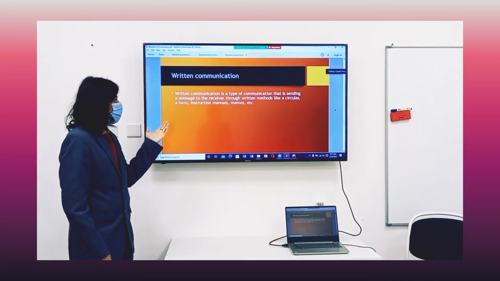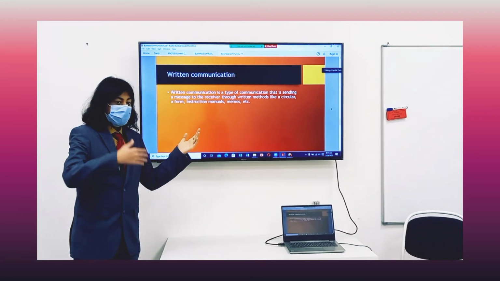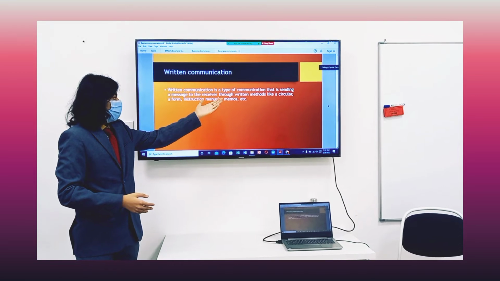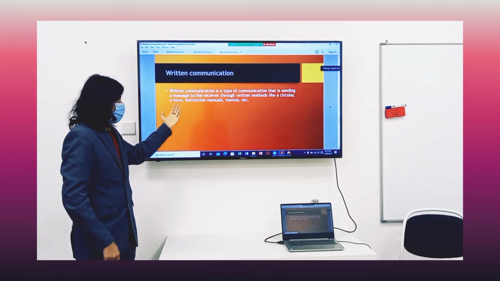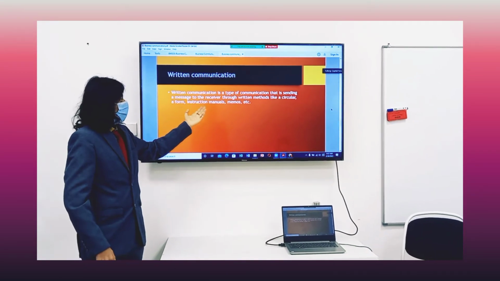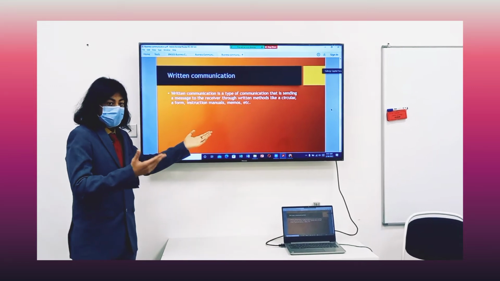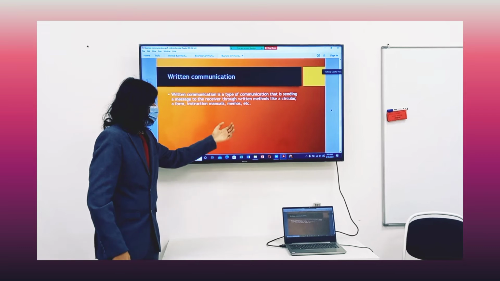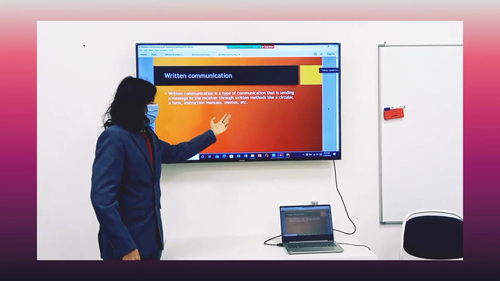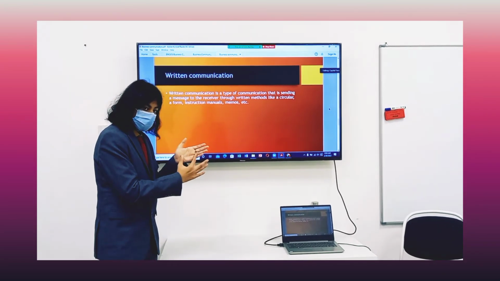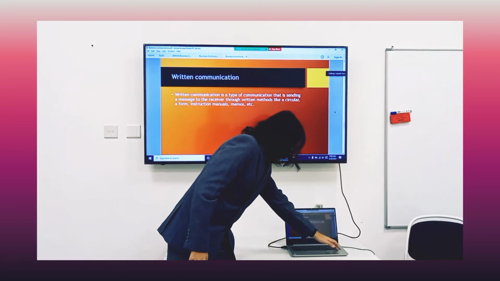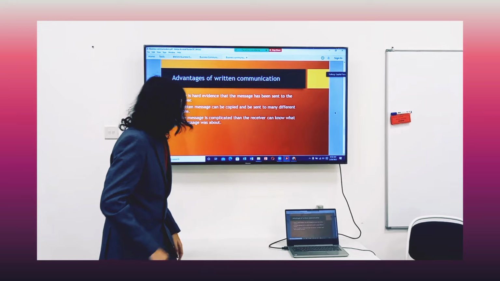Written communication. This is a type of communication that sends a message to the receiver by issuing a circular, a form like Google Forms, or instruction manuals. If you buy a car, it will come with an owner's manual to know what each button does or how to use a function. Memos, so that you can post them on a Post-it note and stick it on your desk, or save it for later.